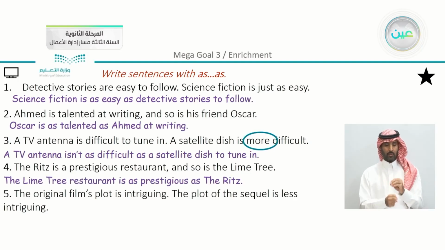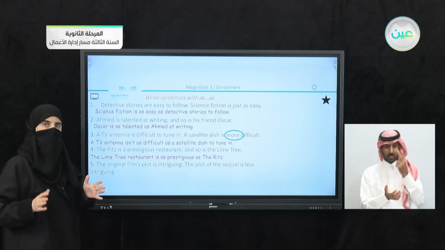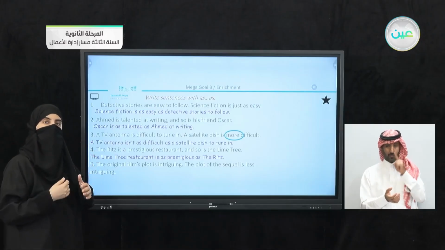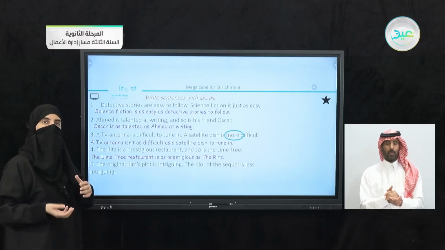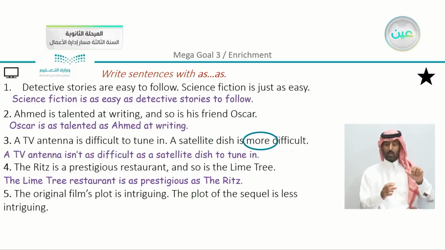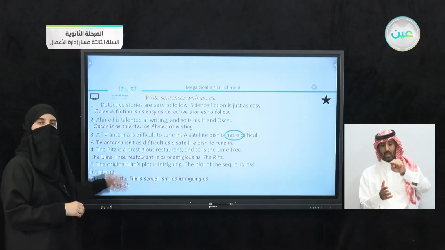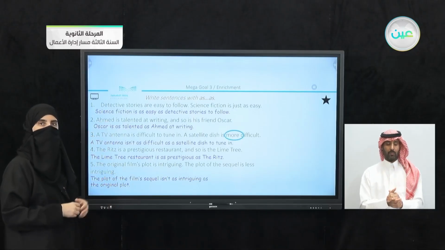The original film's plot is intriguing. The plot of the sequel is less intriguing. So the basic idea is to look for the adjective, and if you are going to use the positive degree, don't forget to use as and as twice. So we see that the plot of the film sequel isn't as intriguing as the original plot. And you can see from the other examples here that we did the same.